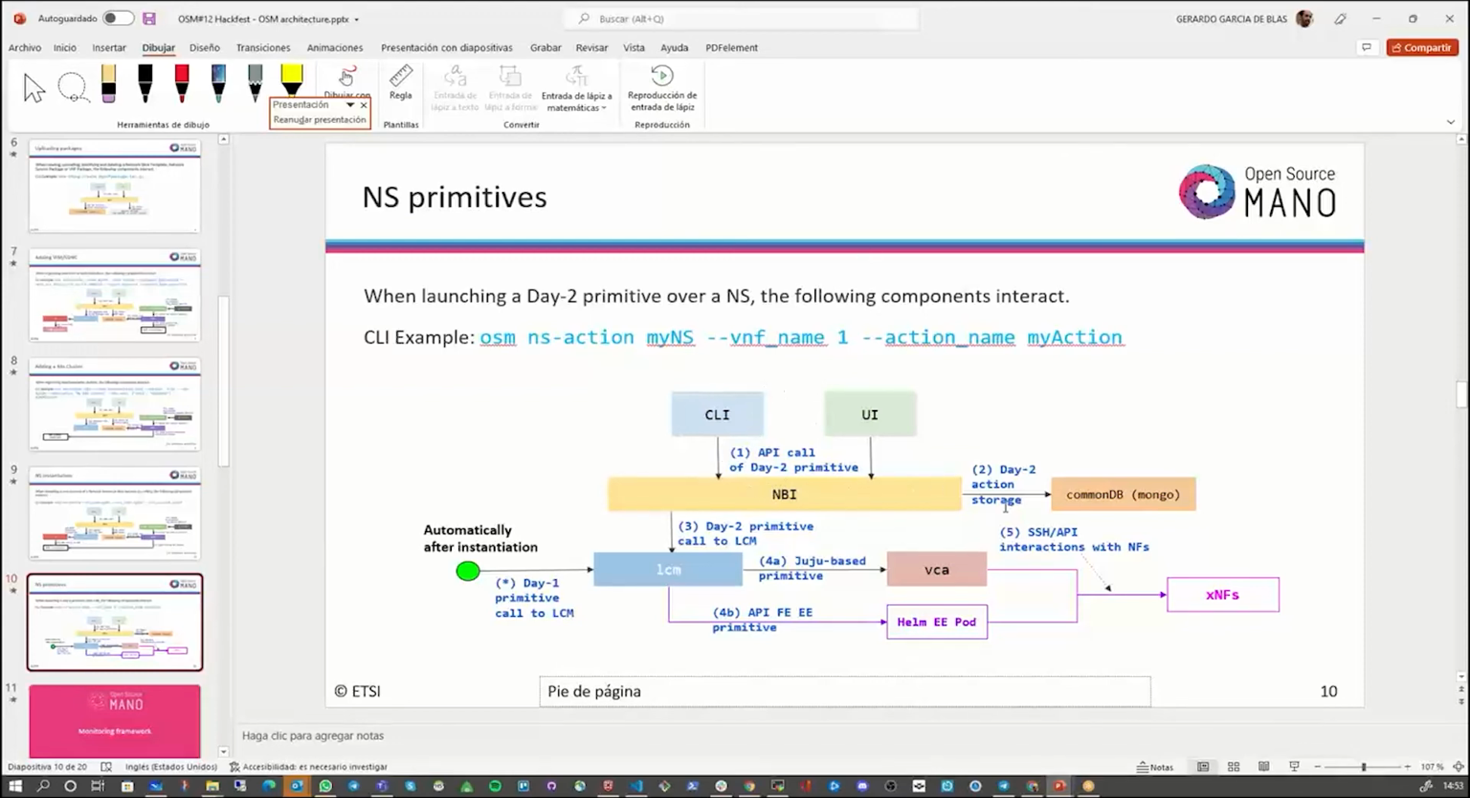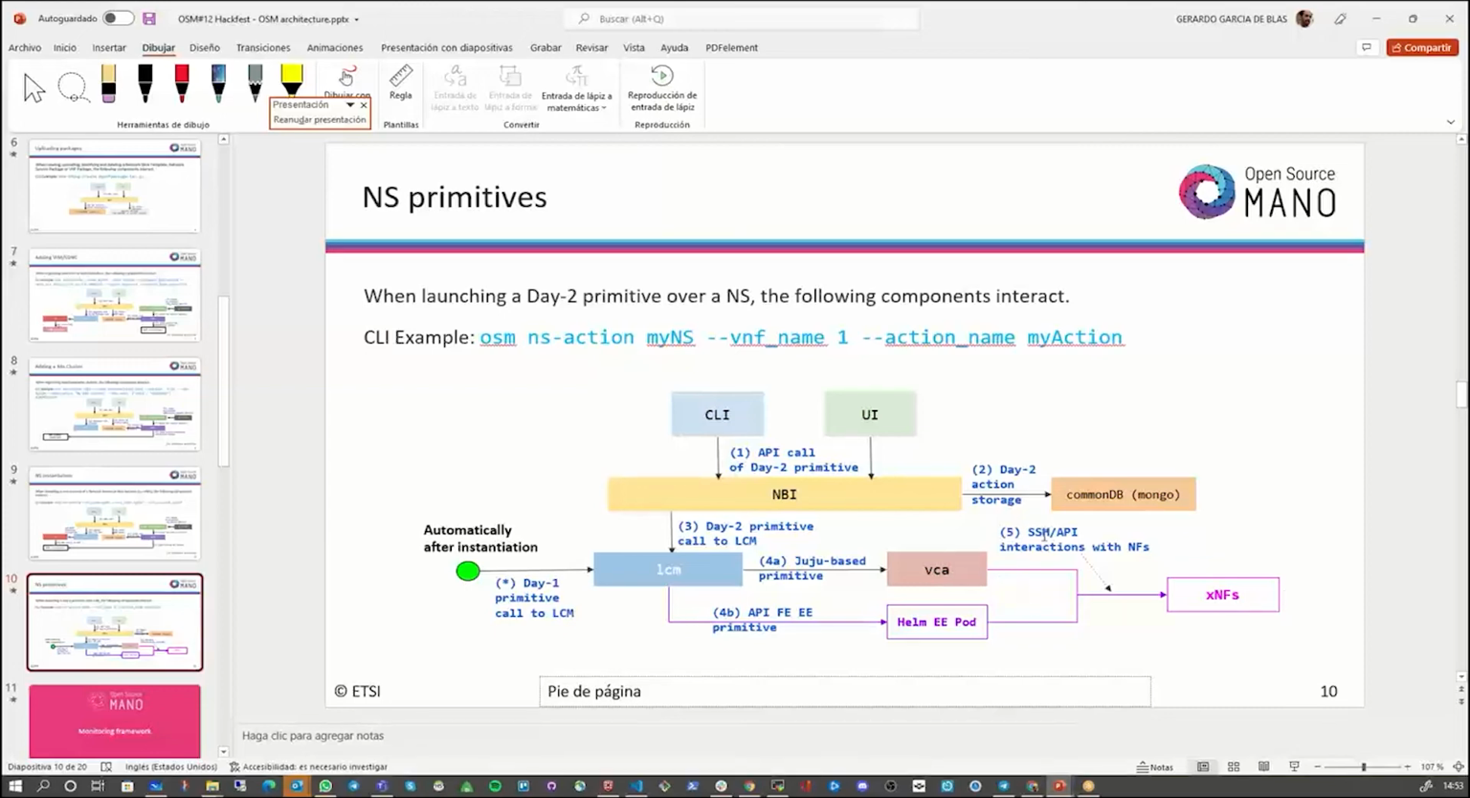The action will be stored in the common database because all the operations that happen in a network service are stored in the common database. Then the message is published to Kafka and it's received by LCM to run that primitive. And now what happens in LCM? Typically, for most of the primitives, what we do is call the VCA, and the VCA calls the Juju controller through the Juju library, and that Juju controller talks to the Juju charm to do the interaction with the network function.